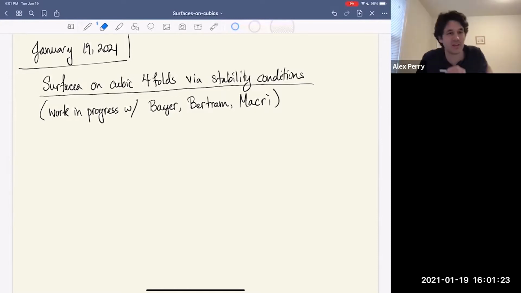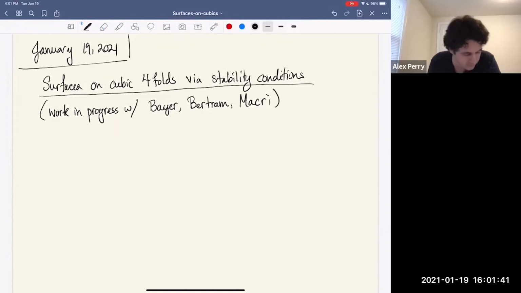Okay, so thanks a lot for the introduction and the invitation. Yeah, so I'll be talking about a construction of special surfaces on cubic fourfolds, which goes through the derived category. And this is all work in progress with Arend Bayer, Arend Bertram, and Emanuele Macri.